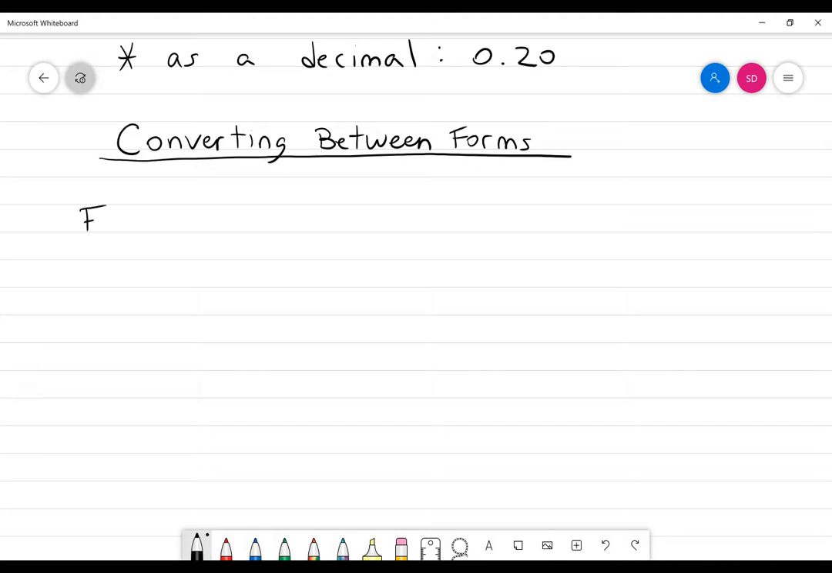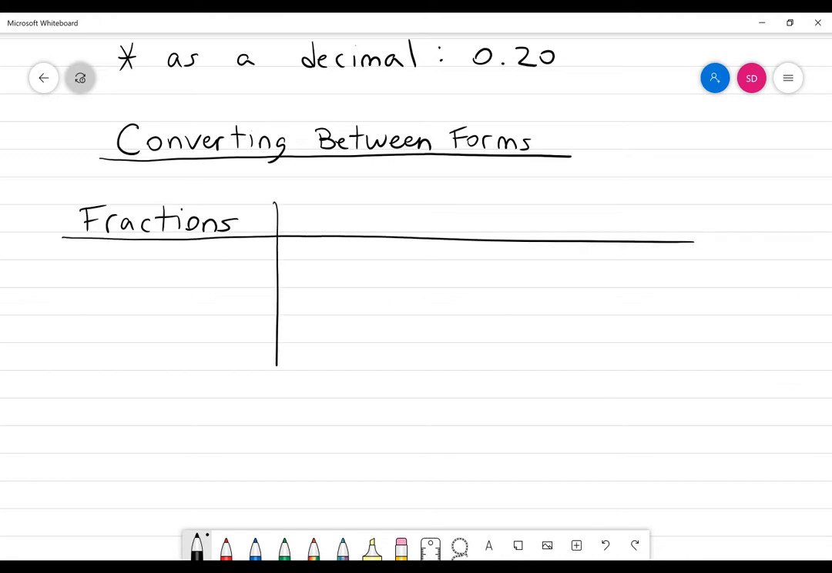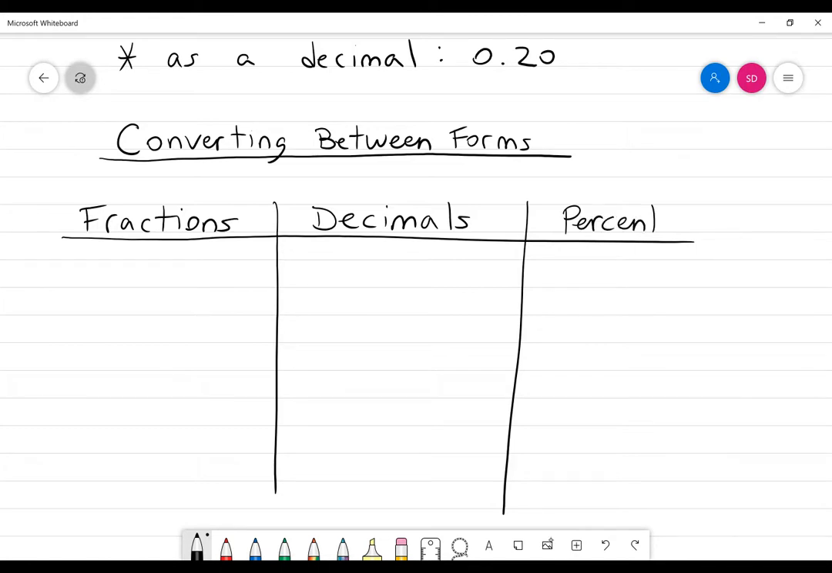So we're going to start with fractions. Turn those into decimals. And then turn those decimals into percents or percent. So let's say we had 10 over 100. That's our fraction that we're starting with.